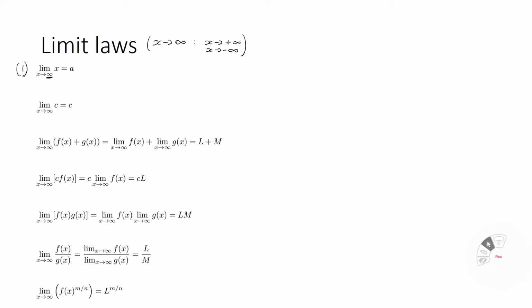So let's look at the laws in detail. First one is the limit of x as x going to infinity. Actually, this should be infinity. The second one, the limit of a constant is just that constant as x goes to infinity. Third, the limit of a sum is the sum of the limits. And here we assume that the limits exist and are given by L and M.